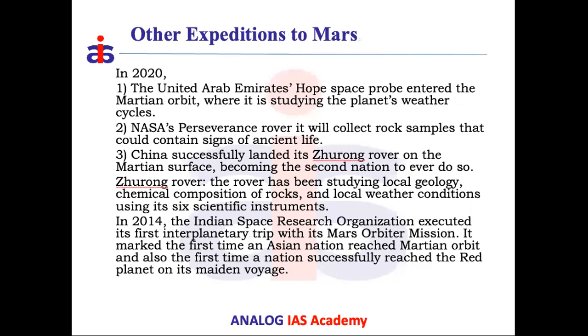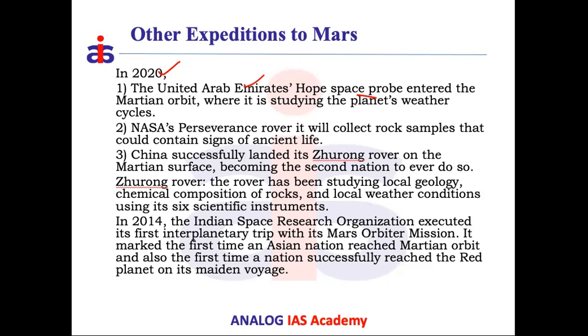The next thing is, what are the other expeditions made to Mars by other countries' space agencies, or maybe by NASA? You can see in 2020 three space agencies launched different things towards Mars. Okay, one is UAE, which launched a probe. This is a space probe, meaning it doesn't land on the surface of Mars, but it is circulating in the upper layers of the atmosphere of Mars.